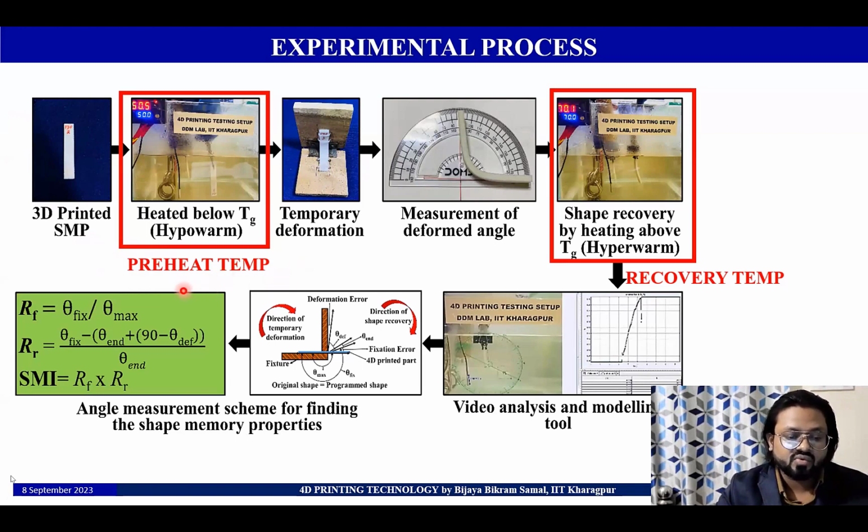So this heating we have to choose precisely, so that the preheat temperature should be the temperature which should be enough to bend it without any fracture, but it should not be a temperature which will create the recovery. So for that we need to choose the preheat temperature wisely. Apart from that, we are measuring the deformed angle so that we can calculate the deformation error. Apart from that, we are also considering the shape recovery temperature. So this recovery temperature is the temperature which is provided to the shape memory polymer so that it can recover back to its original shape.